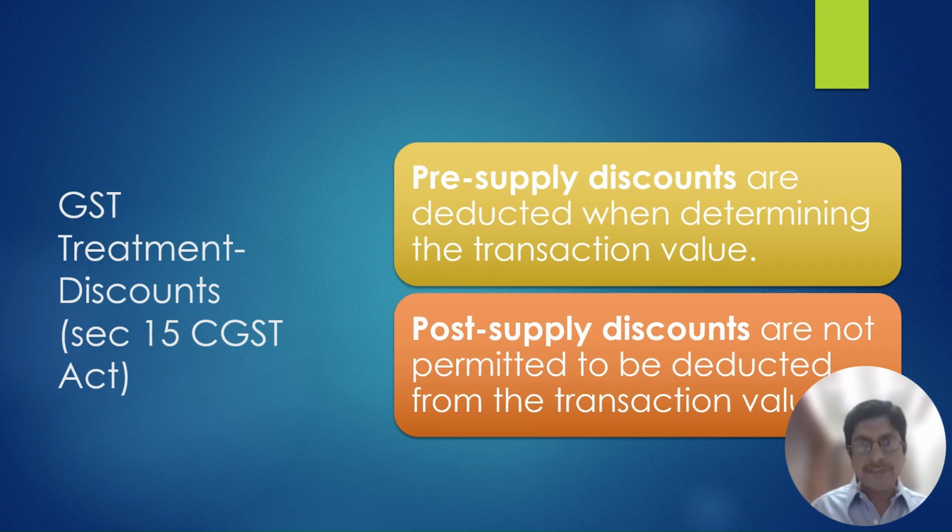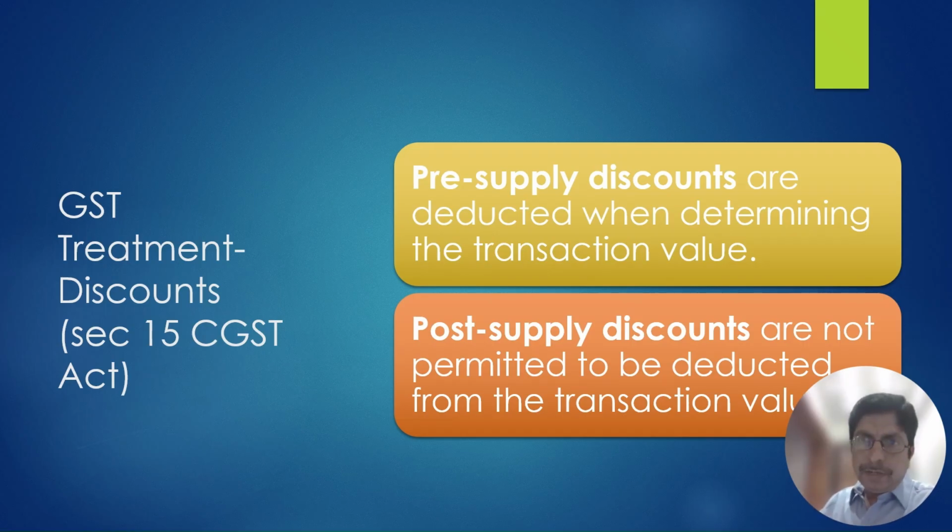It is still a pre-supply discount that is allowed as deduction from the transaction value. Let's take an example that A supplied a material to B and it has been agreed before supply that if B pays within 30 days from the date of invoice, then A will give 2% discount. Let's assume this is an example. Then whether A will be able to show this discount in the invoice? No, he wouldn't. He cannot.